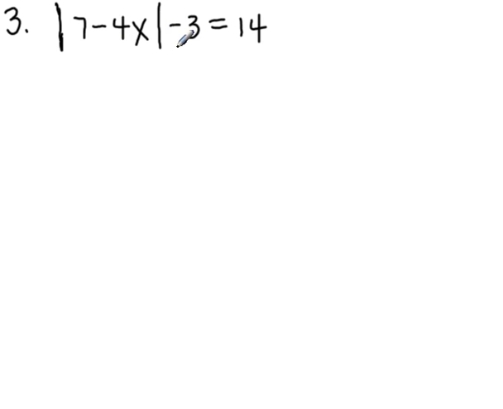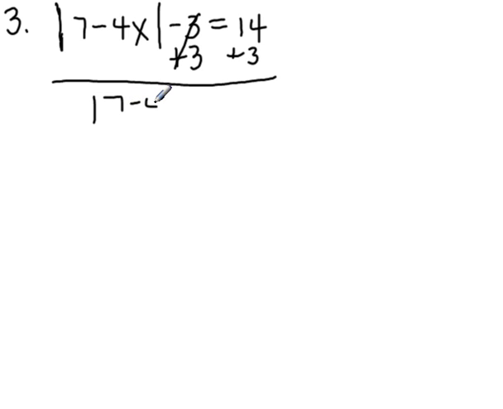That means get it alone on one side of the equal sign, so I've got to move this negative 3 over. I'm subtracting 3, so the opposite is to add 3. I'm going to add 3 to the other side of the equal sign. On the left-hand side it cancels, and I'm left with the absolute value of 7 minus 4x. Let me lengthen that a bit so you don't think I have 17. And that equals 14 plus 3, which is 17.